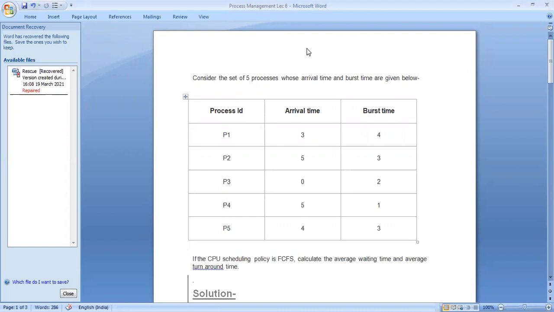So last class we discussed the first come first serve CPU scheduling algorithm. Today we'll solve another problem, another example. After that we'll discuss another CPU scheduling algorithm, shortest job first. But before that, we'll take one example of the first come first serve algorithm and try to solve it. Everyone try to solve.